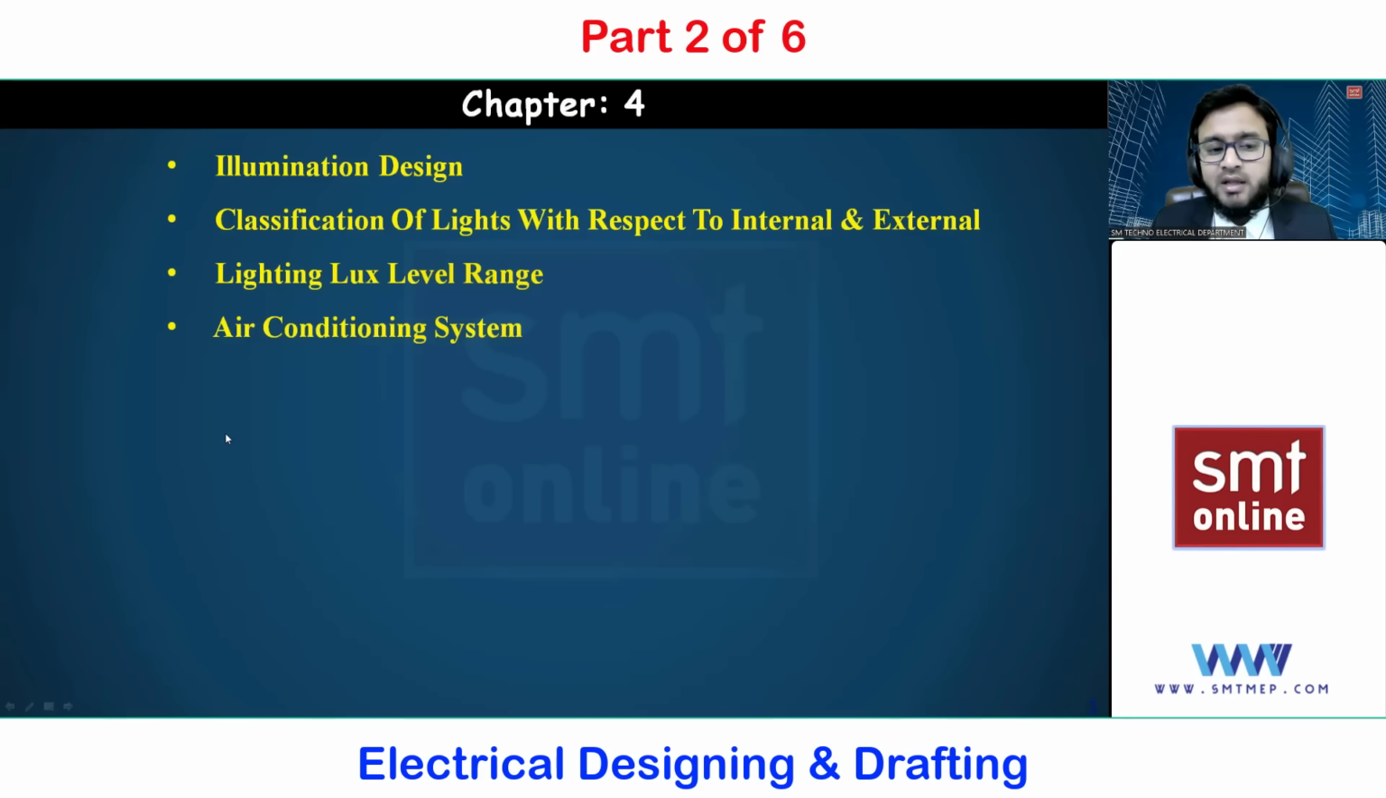Again, talking about the lighting lux level range. This is the same topic which we proceed from chapter 3. Based upon the lux values, we are going to define the lighting fixtures, assuming the lumen output of the lamp. Again, you can see we have the air conditioning system.